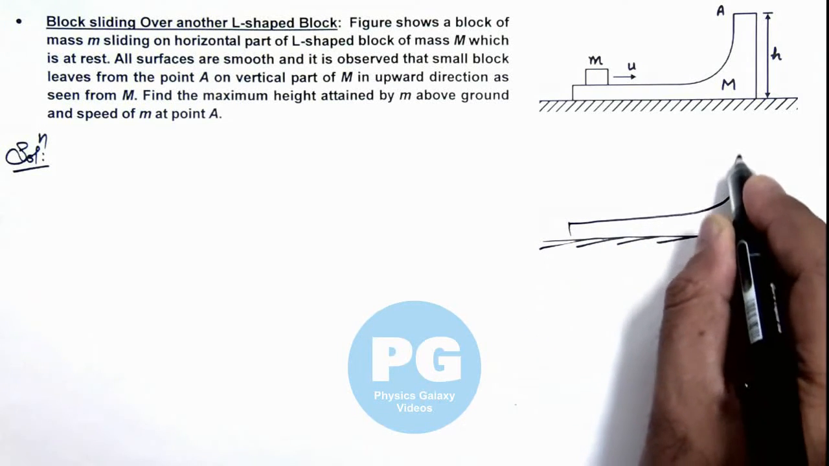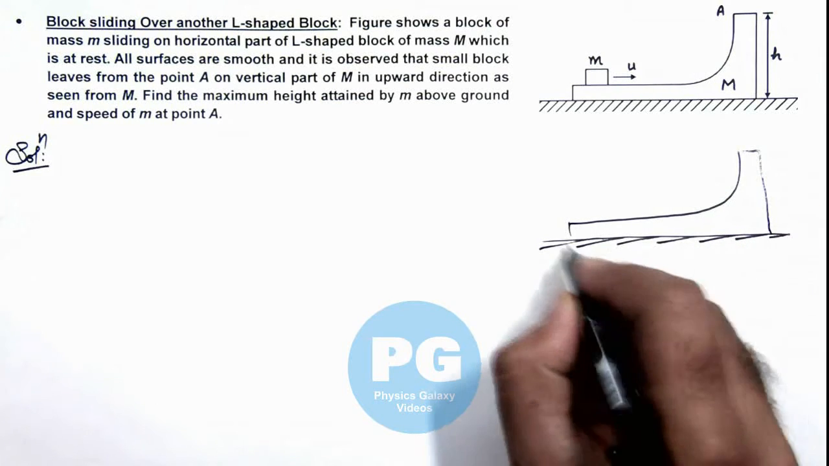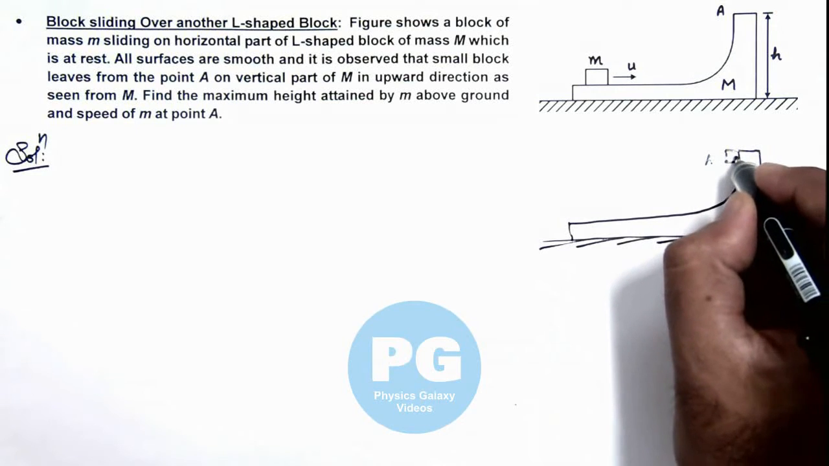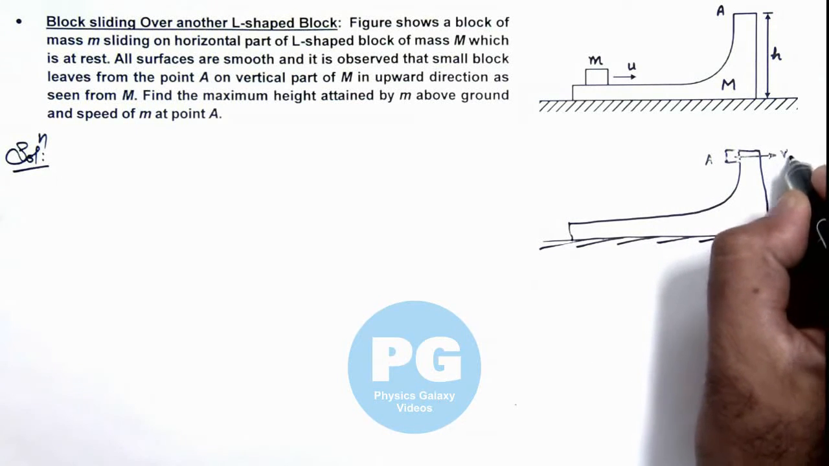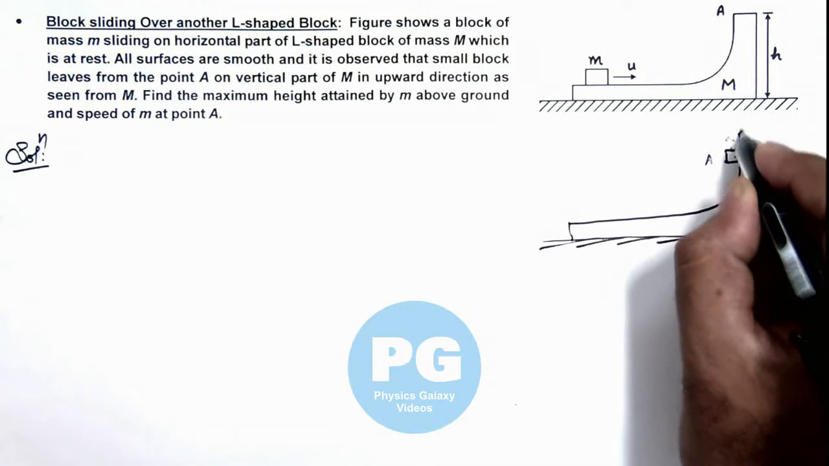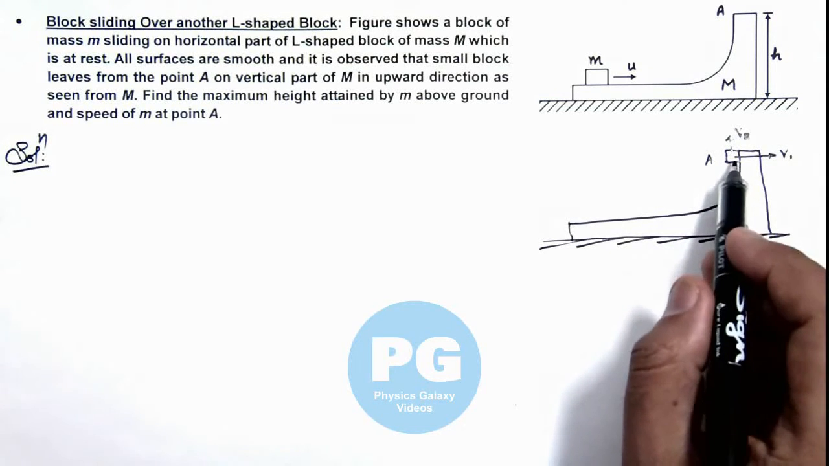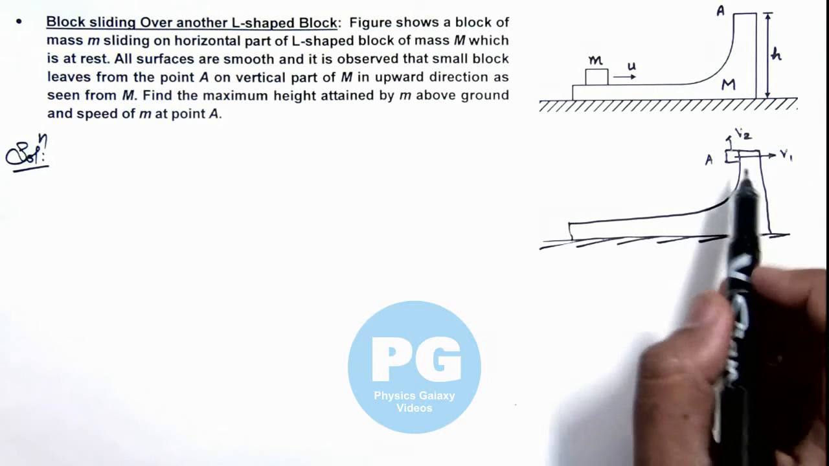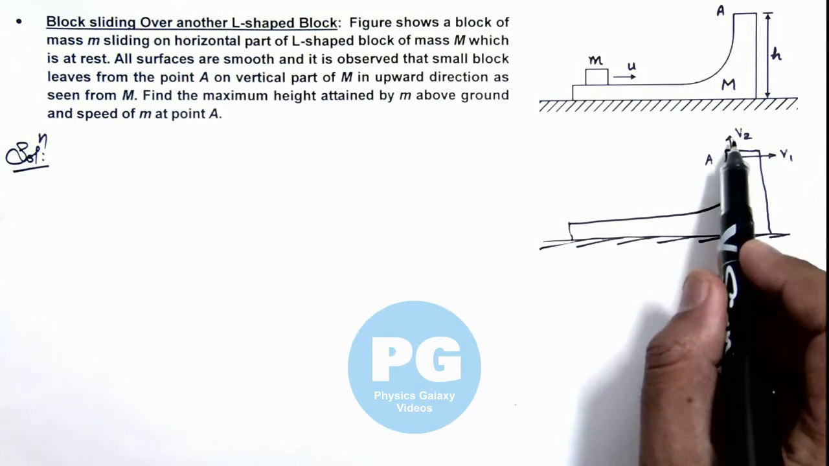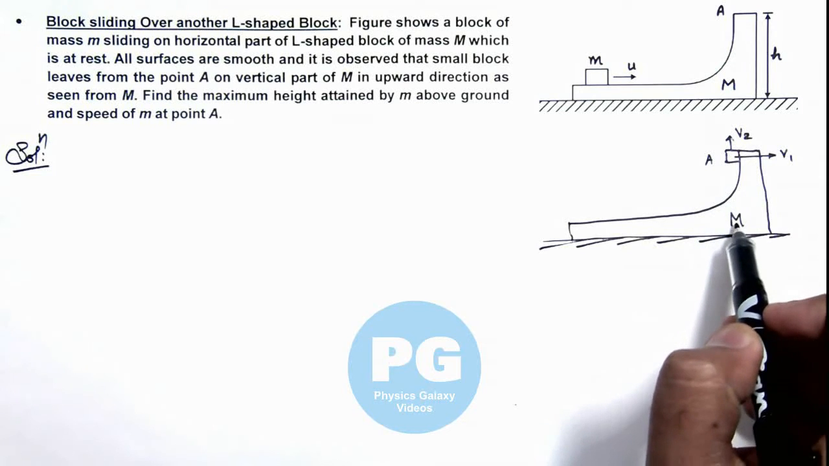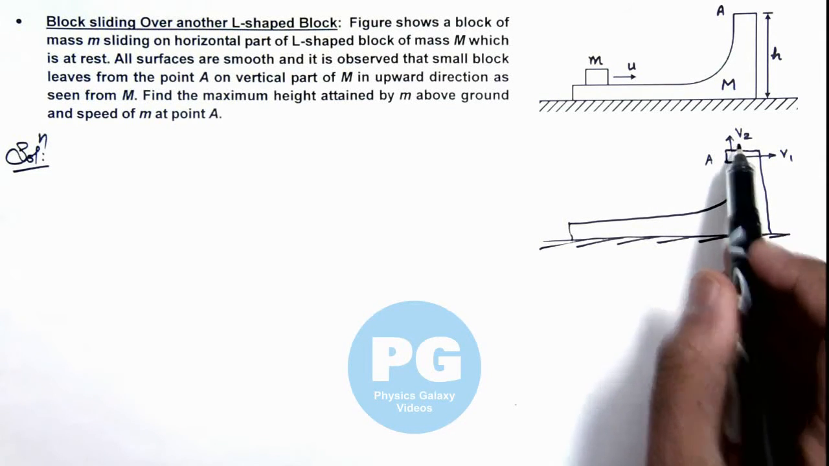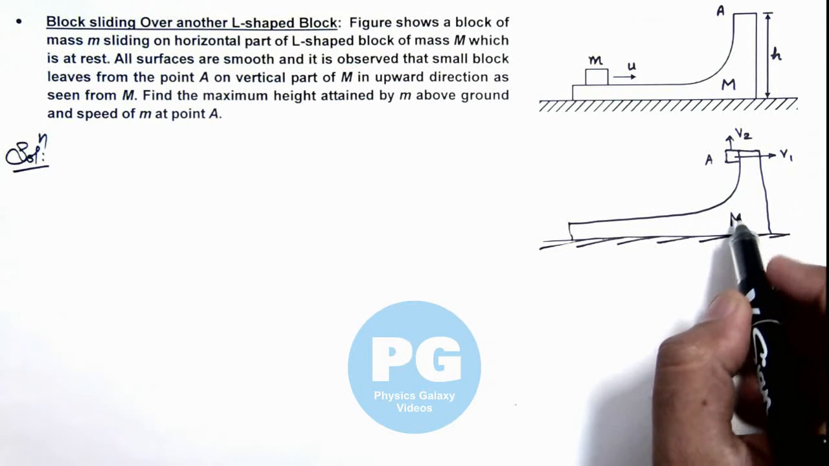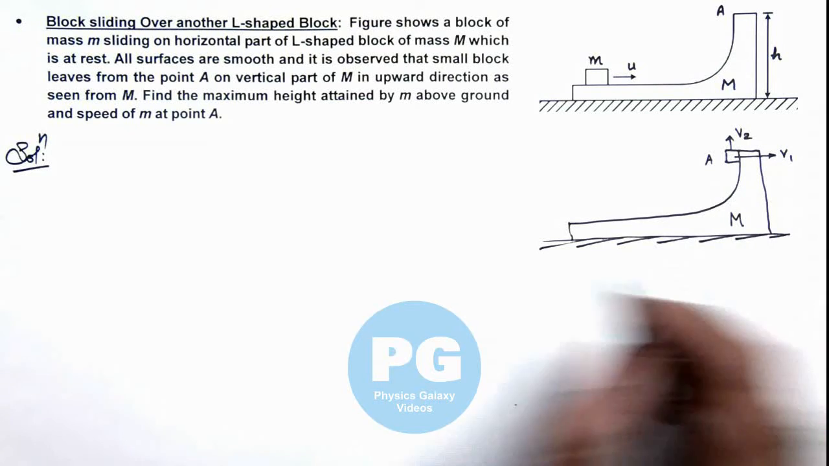when the small m reaches point A, it will have a horizontal velocity v1 and an upward velocity v2. So when it leaves the block of mass capital M, in the vertical direction its speed as observed with respect to capital M will be only v2, and as we see from the ground it will be moving with the velocity of capital M also, so both would be moving horizontally at a velocity v1.